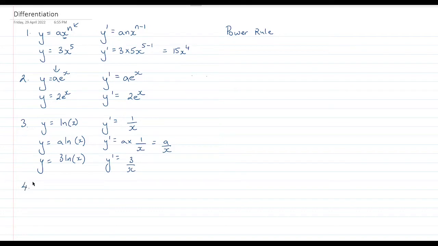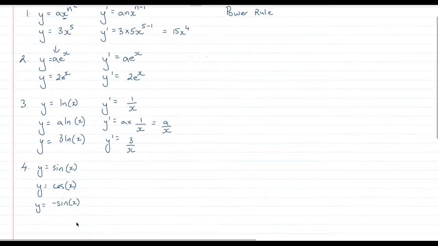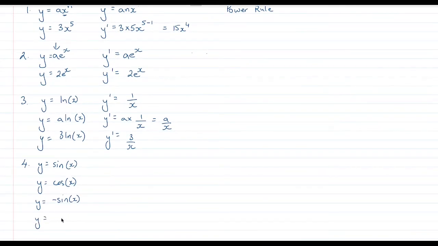Another type of derivative that we need to know are trig derivatives. For example, if y equaled sine of x, or if y equaled cos x, or if y equaled negative sine x, or if y equaled negative cos x. Now, the way to find the derivatives of these is this simple diagram. So you can write sine, cos, negative sine, negative cos.